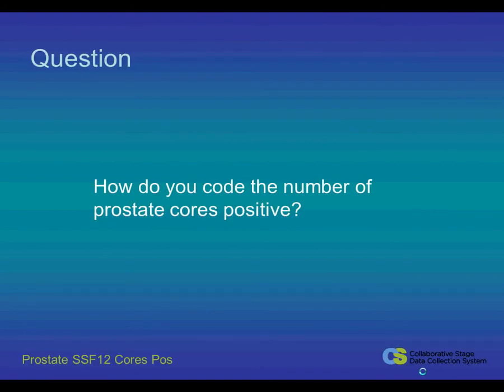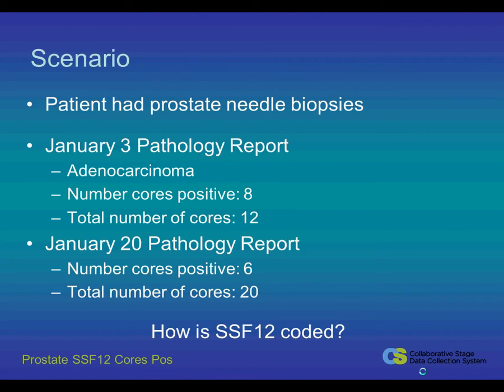Now the question is, how do you code the number of prostate cores positive? The patient had a prostate needle biopsy on January 3rd. The pathology report showed adenocarcinoma. The number of cores positive was 8, and the total number of cores examined was 12. On January 20th, the pathology report said the number of cores positive was 6, and the total number of cores was 20.